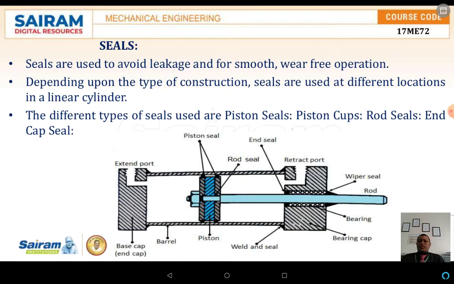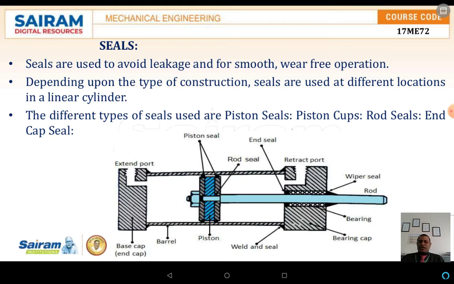Now here the seals are used to avoid the leakages, the first and foremost application. The second one is for the smooth and also the wear free operation. Now especially in the case of the pneumatic systems, the seal as well as the sealant materials play a major role. Depending upon the type of the constructions, the seals are also placed at different locations, especially in the case of the linear cylinders or linear actuators.